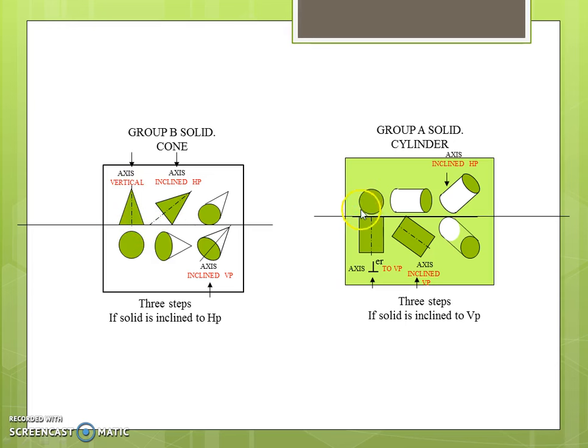Similarly, if it is resting on VP, in the front view we will get the true shape, and in the other view we will get a rectangular face. So for prisms or cylinders, in the other view you will get a rectangular face. In a cone or pyramid, we will get a triangular shape in the other view.